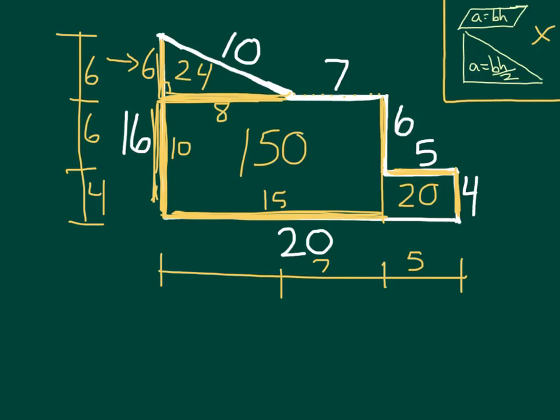We now have the number of squares it would take to cover all 3 pieces. All we need to do is add them up. So I take 150 plus 20, which is 170, plus 24, which is 194, and we cover it in squares, so units squared.